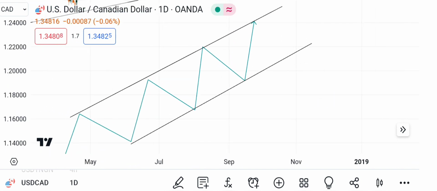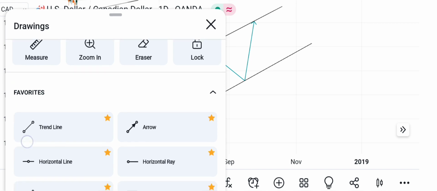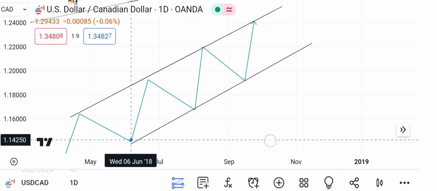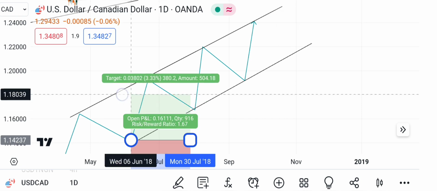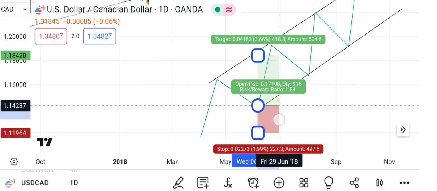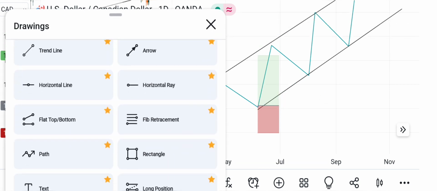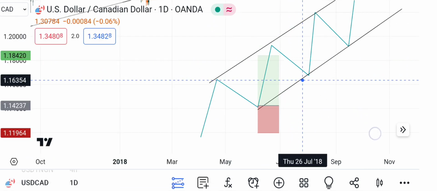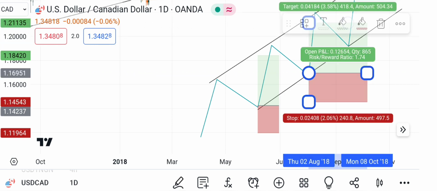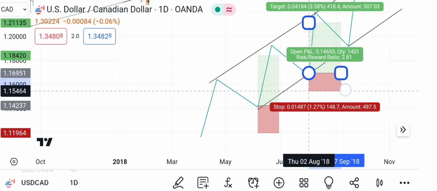If I have my trend line like this, and I'm looking for buys, all I have to do is to come here. I take my buy here, take my buy here, take the second buy here. It actually tells you when to buy and when to sell.